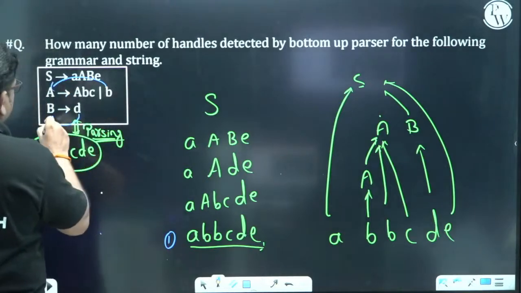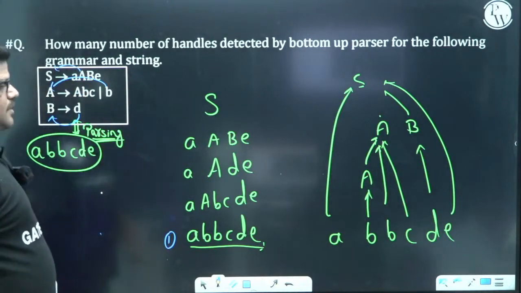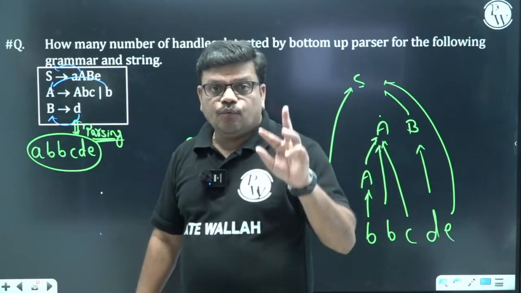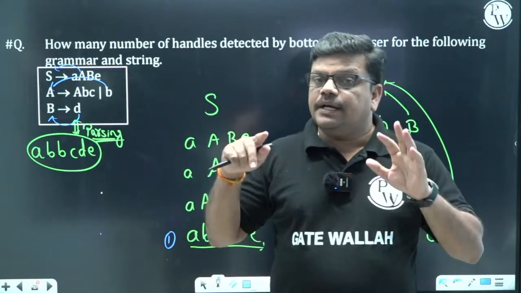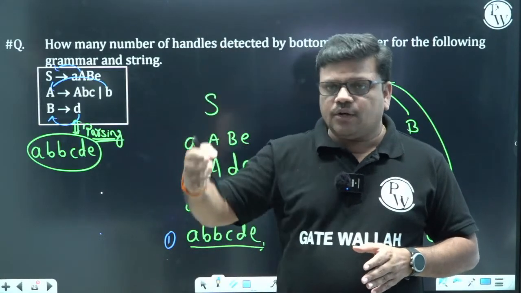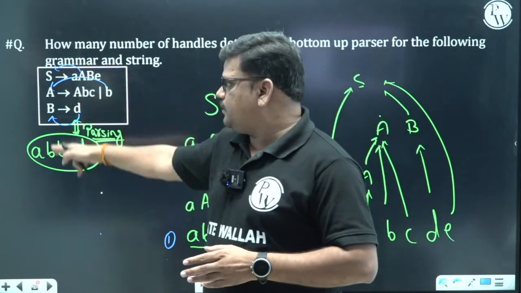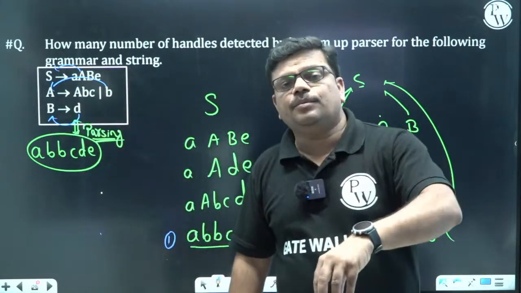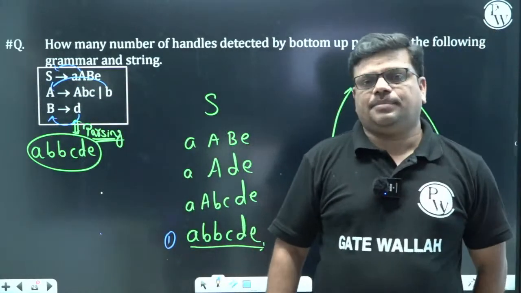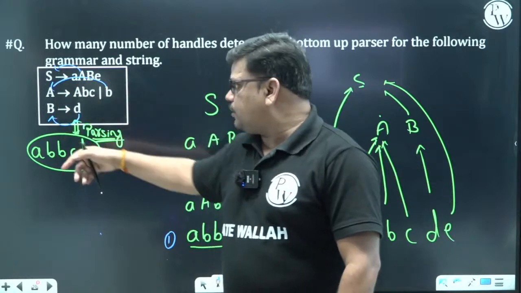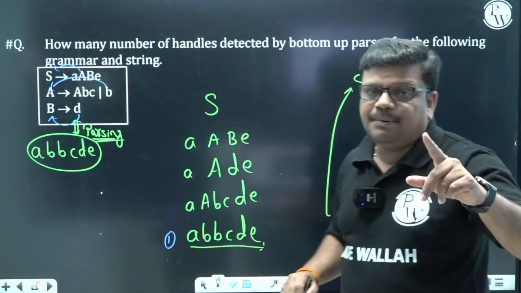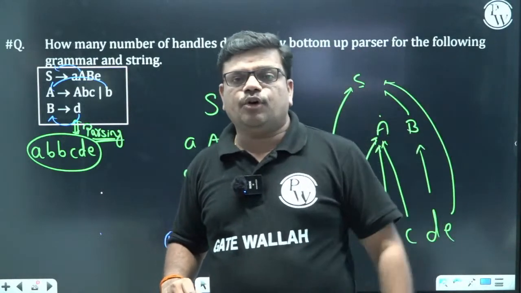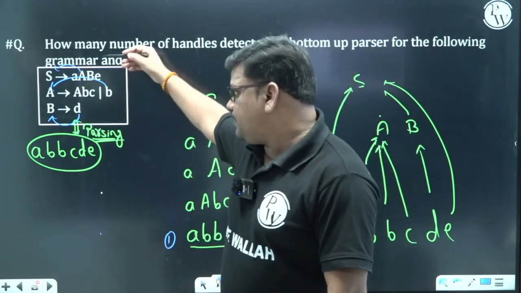So this is one more major difference you can identify between top-down parser and bottom-up parser: the way of doing parsing. In top-down parser, we take a left-hand side non-terminal, S, and it is replaced by its right-hand side. That is what happens in top-down. But whereas in bottom-up, we observe the right-hand side.